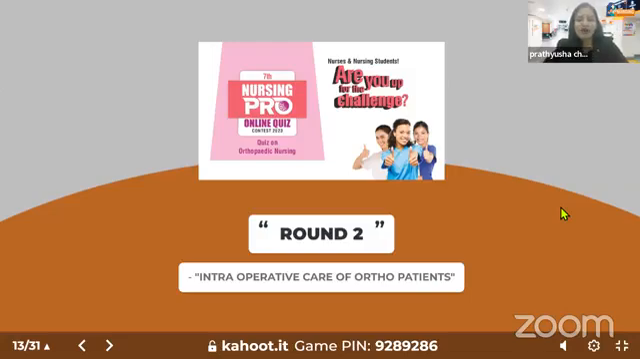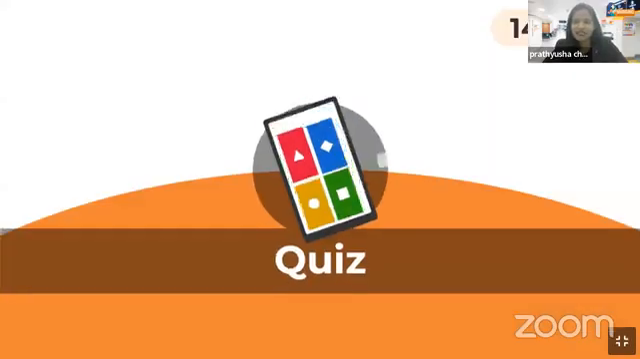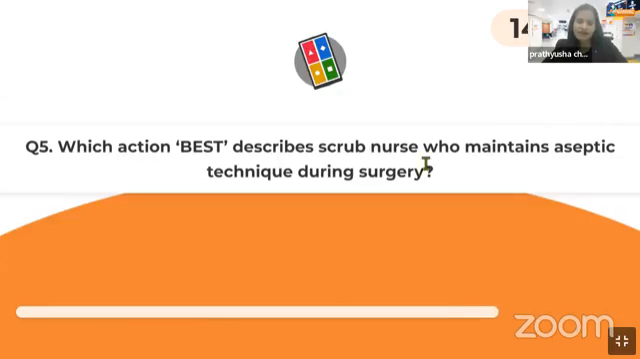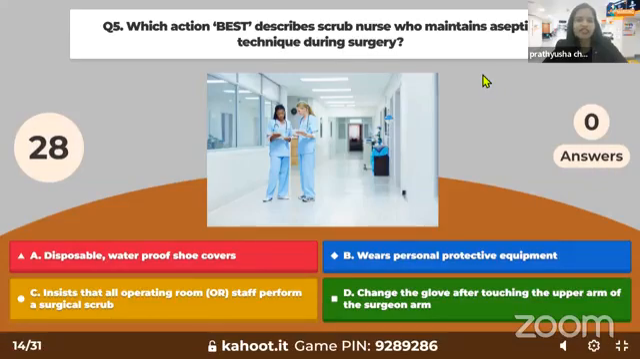We have got intra-operative care of orthopedic patients. Just keep in mind when you answer, we are only talking about the intra-operative care of orthopedic patients. So let me go for the first question. Which action best describes a scrub nurse who maintains the aseptic technique during the surgery?